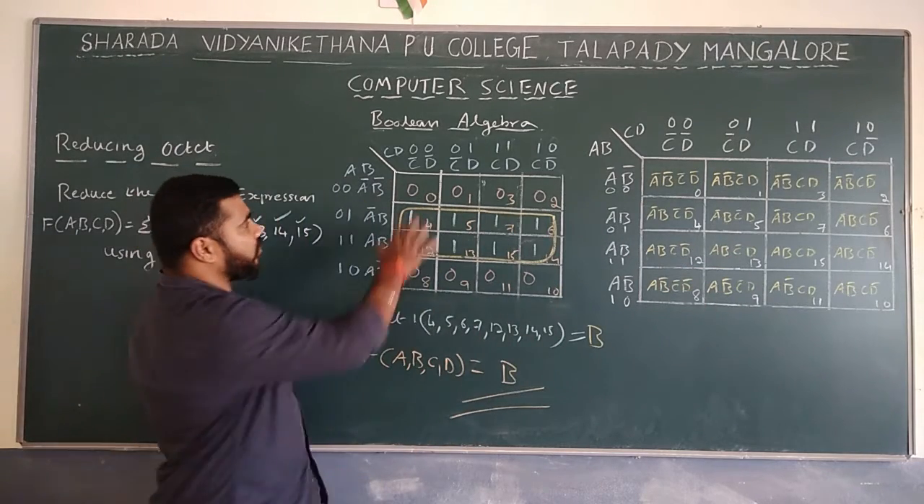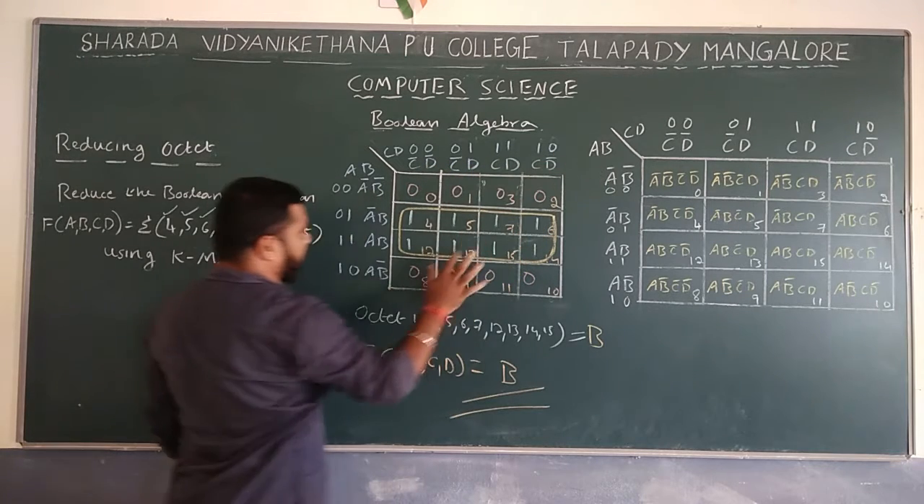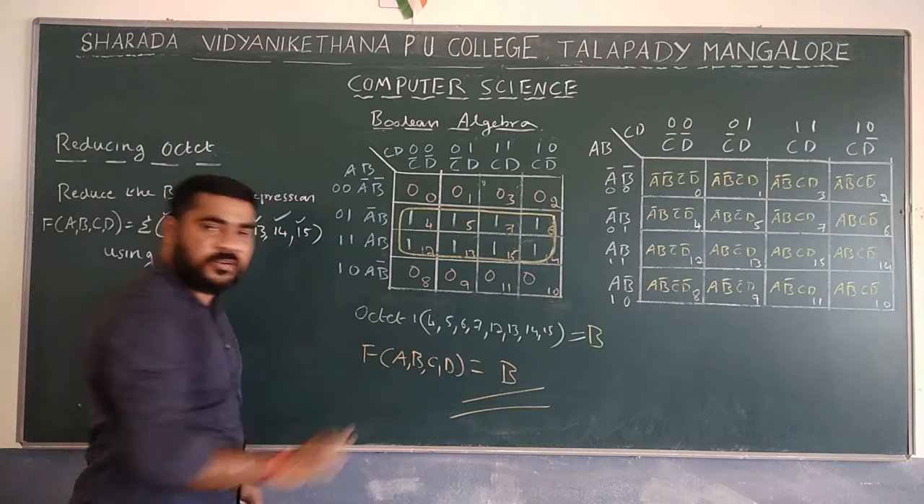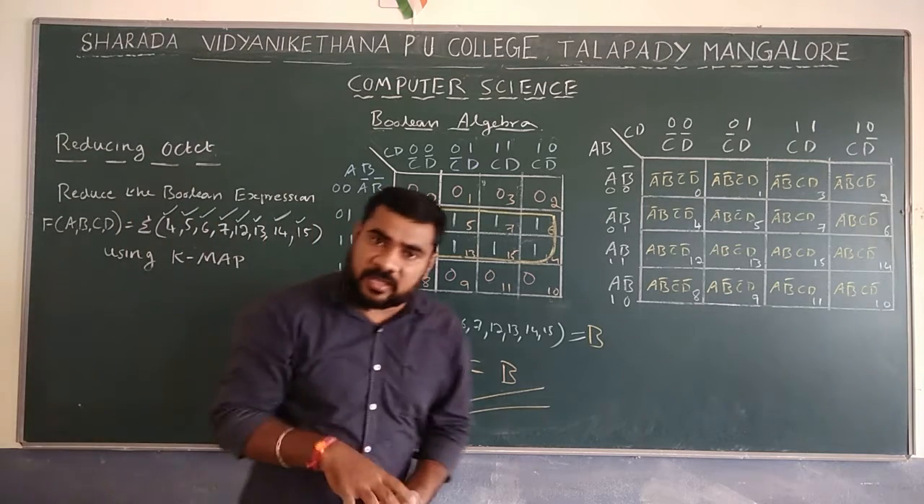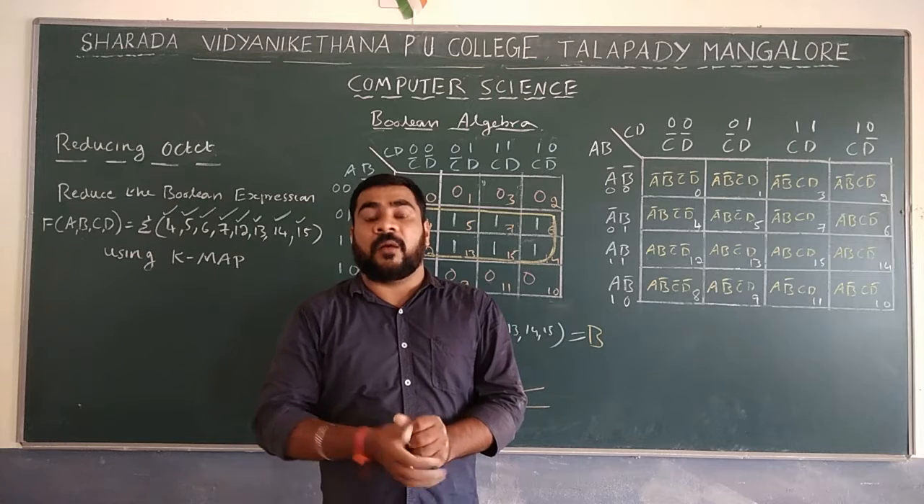One more method is there. C dash, C dash, C dash, C, C, C dash, D, D, D dash. So there is one common term. Two rows are there. In the two rows, B is a common term. That is the output. So what do we have to do here? First you have to write the question.